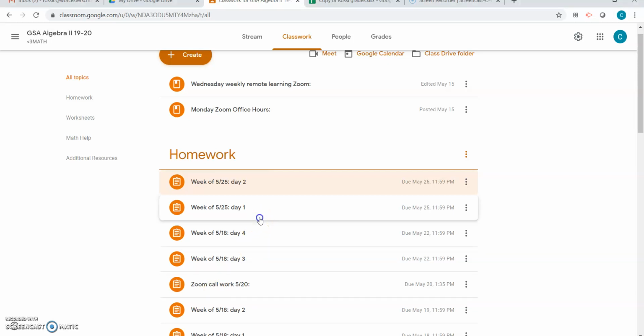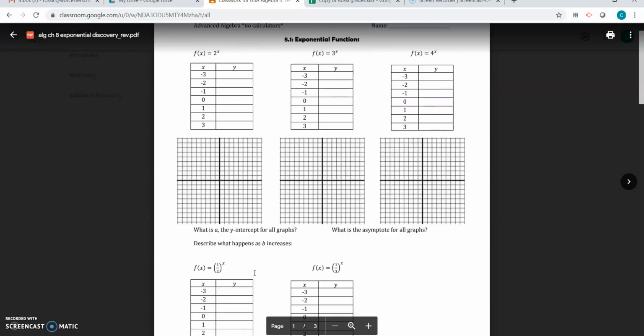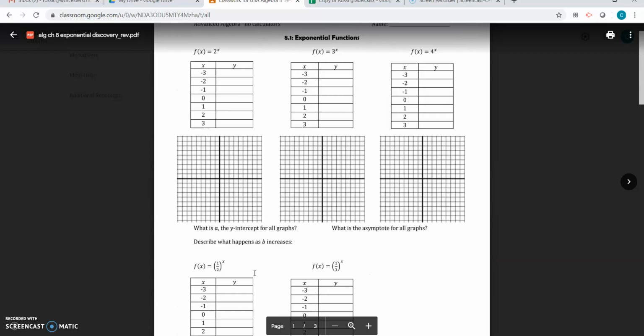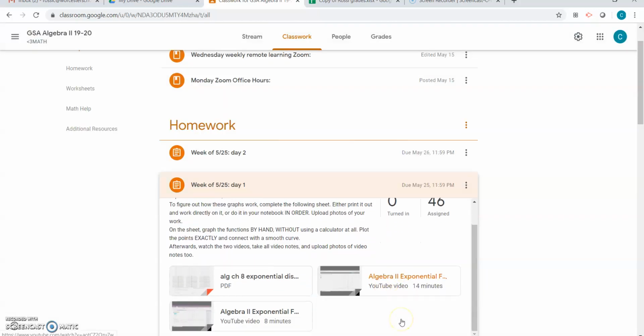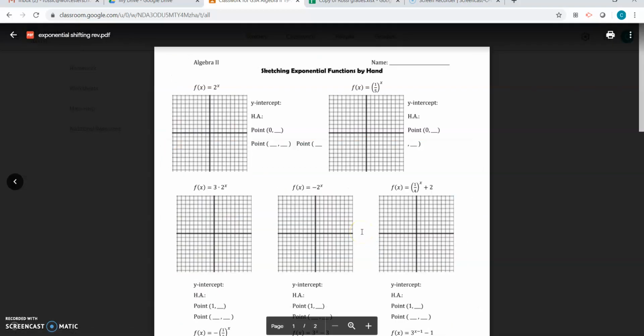So just to make sure you're on track here, for day one of this week, you have a discovery worksheet where you're just going to complete it. You don't need any video or any extra help to do it. And then after that, you have these two videos that will show you how to graph exponential functions by hand. You'll upload your work.